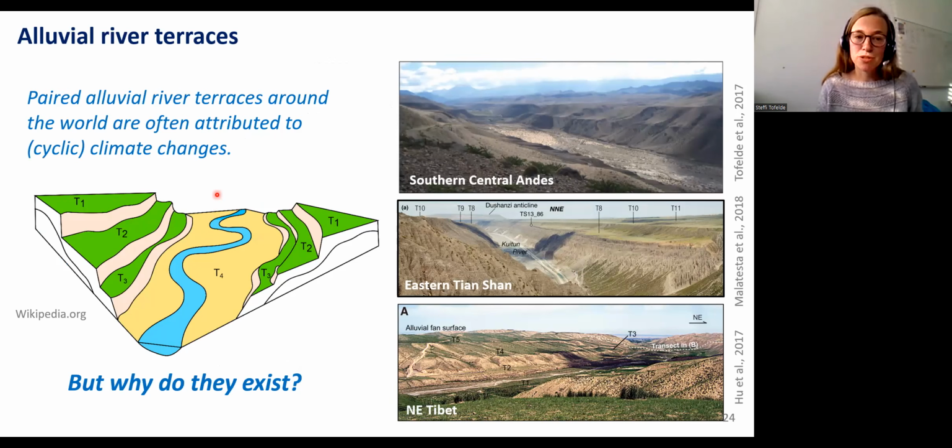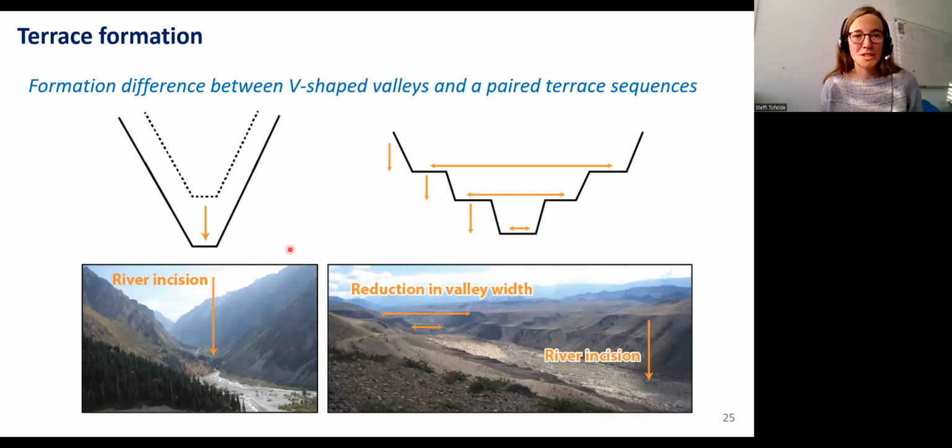This is because these terraces form when we have phases of river incision, but these phases are interrupted by phases of lateral planation or even aggradation. So in order to form an entire terrace sequence, we need repeated switches between incision and planation, incision, planation. Therefore, in order to get repeated cycles, these terraces are often attributed to cyclic climate changes. But climate changes alone cannot really explain why these terraces form. And the reason I try to show here.